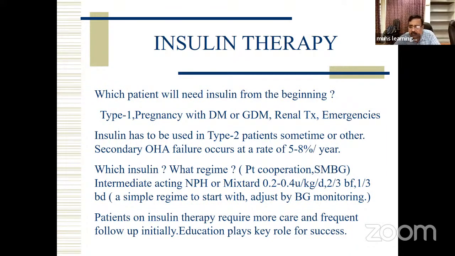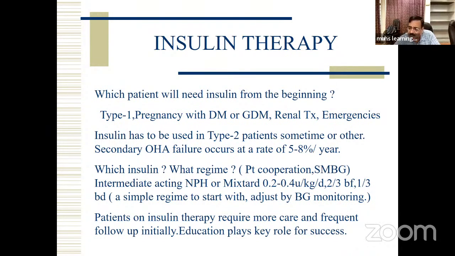has to be given. In type 2 diabetes, when there is OHA failure, and most of them require it, 5 to 8% of patients every year shift from the OHAs to supplemental insulin, and some of them may switch fully to insulin. So which insulin, which regimen, you have to decide. In an acute condition, one and only one, that is the plain insulin. But if there is a chronic condition, intermediate acting NPH or mixed insulin should be given. There are newer insulins available, which can be given once daily with fewer hypoglycemic events.